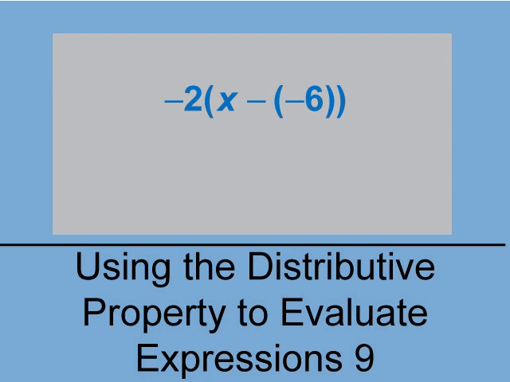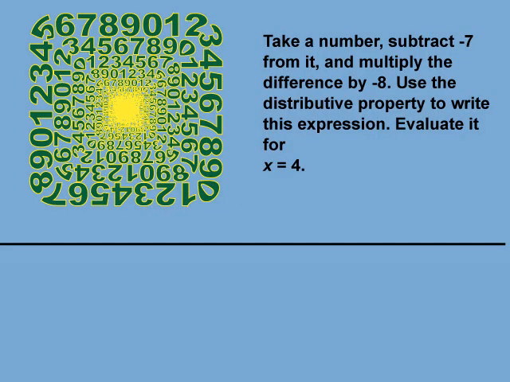The distributive property allows you to multiply a factor across multiple terms of an expression. In this video, we will look at the case where a and b are negative and the expression in parentheses involves subtraction. Let's start with an example. Take a number, subtract -7 from it, and multiply the difference by -8.